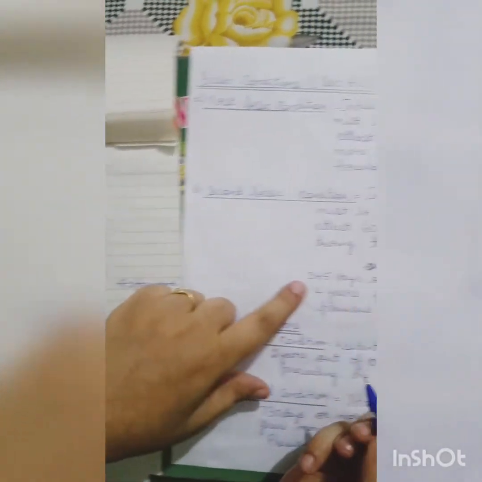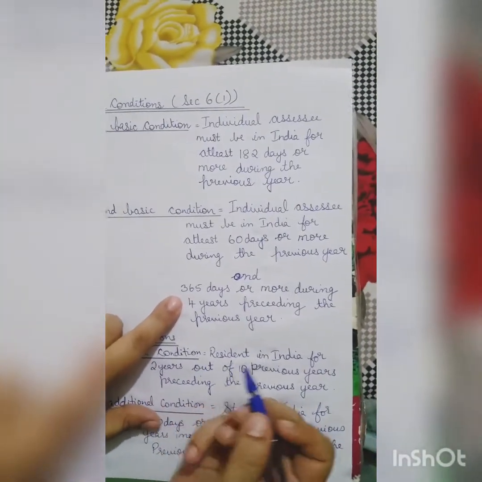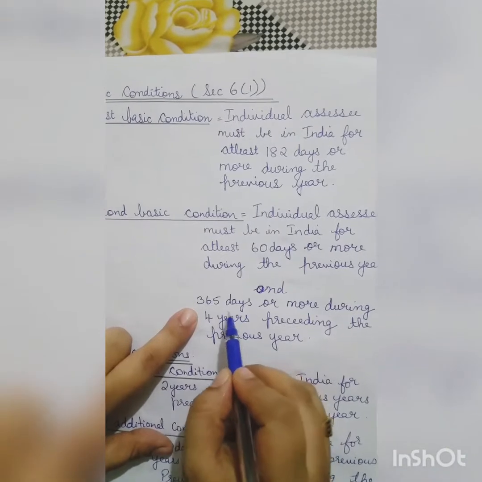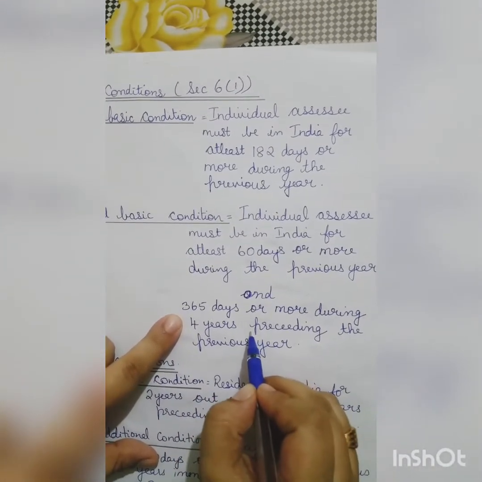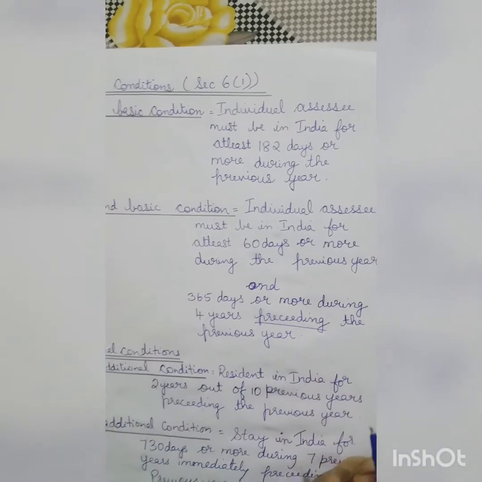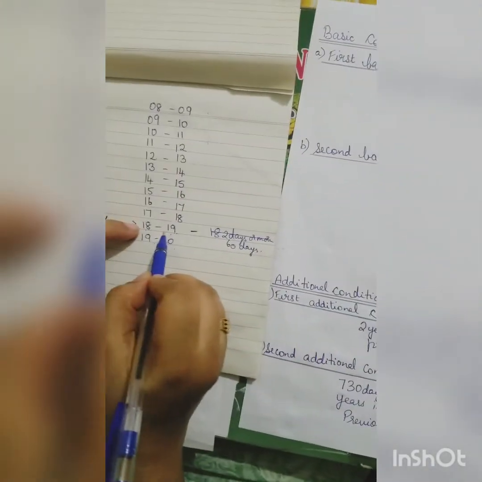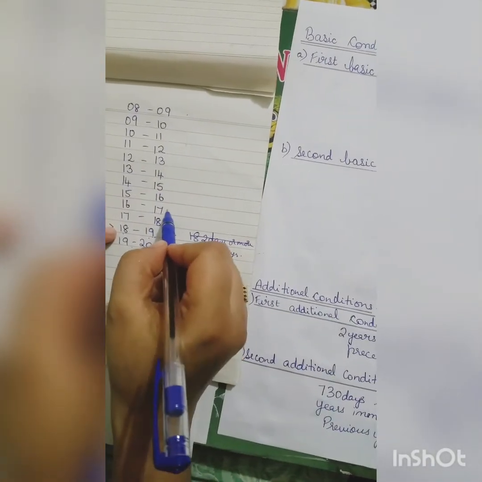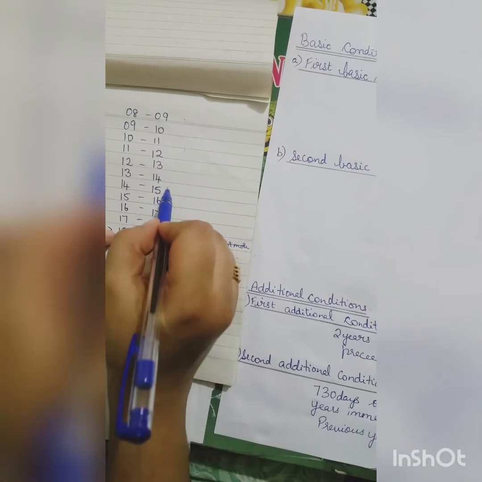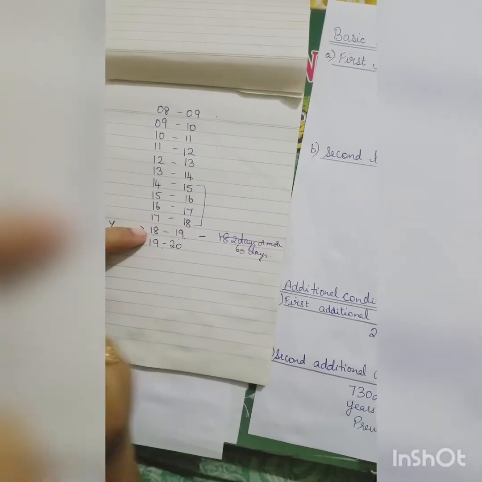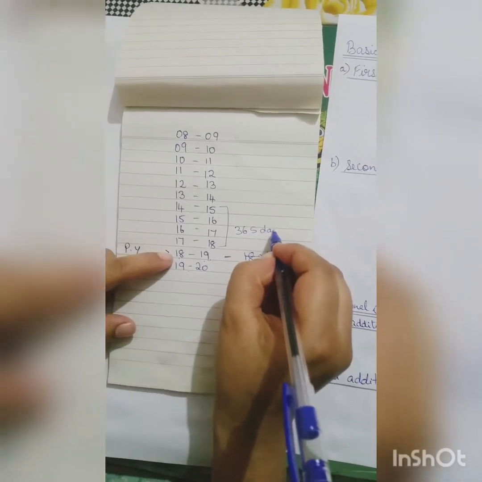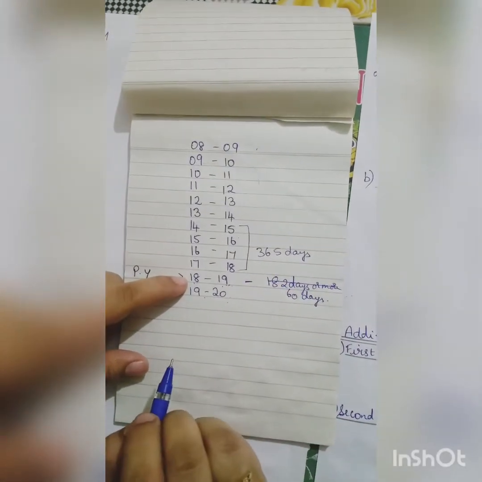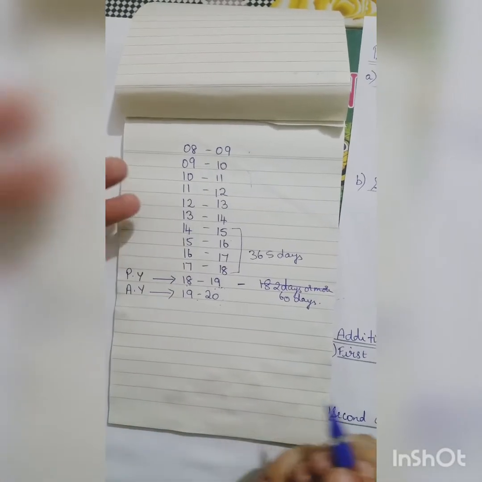And as per the second part of the second basic condition, he should be in India for 365 days or more during the 4 years preceding the previous year. Preceding the previous year means leave the previous year and take 4 years above this: 1, 2, 3, 4. So in these 4 years, the individual assessee must have stayed for at least 365 days. This is the second basic condition. Now let's move on to the additional conditions.